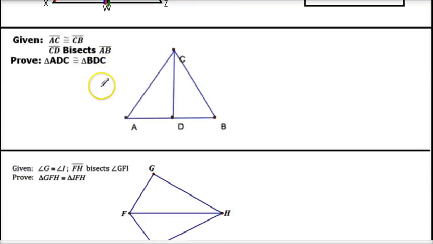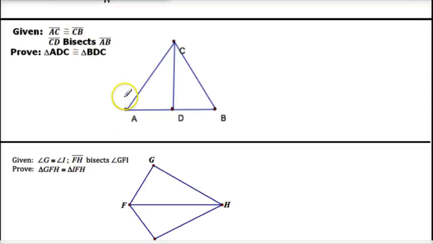All right, let's use this for proofs. So given AC is congruent to CB, CD bisects AB, and we want to prove that ADC is congruent to ADC. Now remember, the first thing we're going to do, step one, is to mark everything. All right, so we know AC is congruent to CB. We know CD bisects AB, so this is our knife, right? And it's cutting our bread in half, which is AB. So I know that this part is congruent to this part, because that is our midpoint.